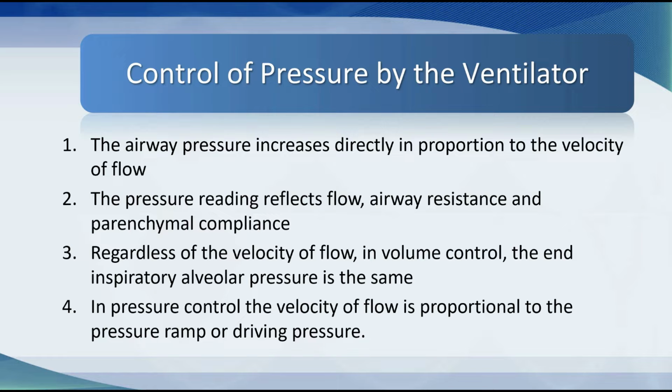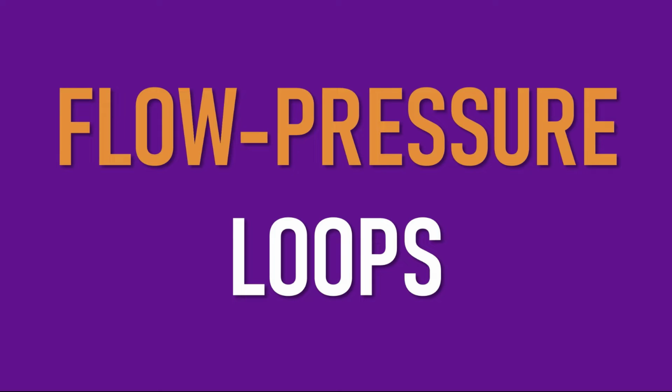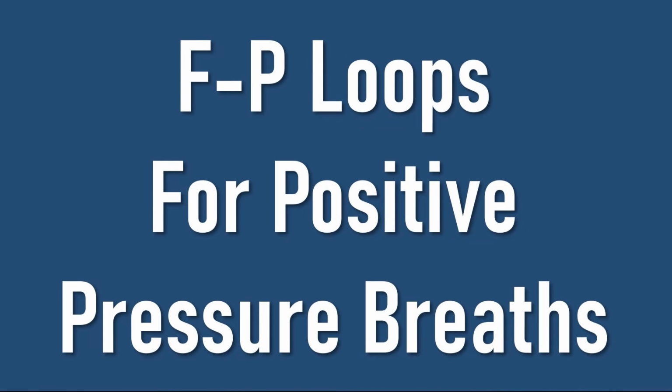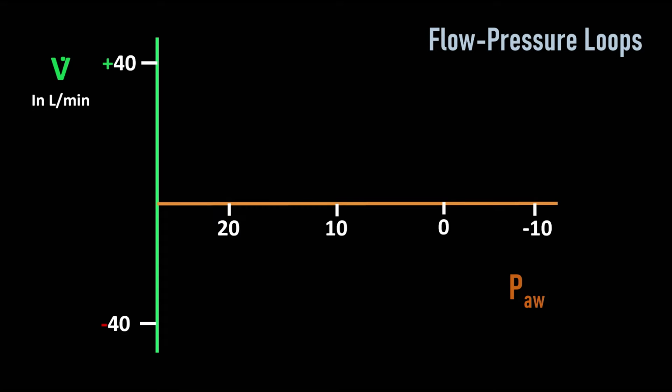I think it's worthwhile, before we get into the pressure waveform, to quickly look at flow pressure loops. This is not a conventional loop that you will see in an ICU ventilator, but it's on a lot of the modern anesthesia machines. Let's start with the scalars. On the y-axis we have flow, and that can be either positive or negative, and on the x-axis we have pressure, and that can be either positive or negative.